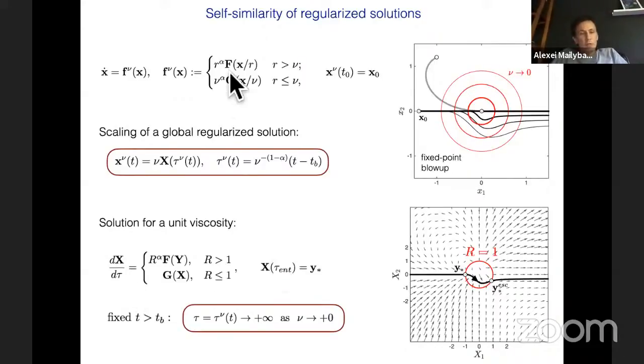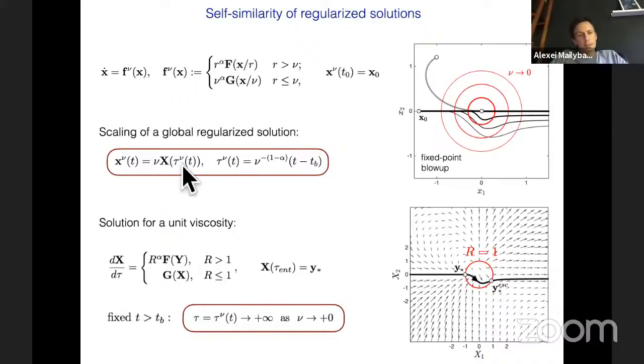Essentially, this transformation just uses the fact that our right-hand side is scale invariant, so it has this scaling structure. We kind of zoom our system such that the ball of radius nu becomes a ball of radius 1. We find a solution to this system, and then we scale it back to original variables.